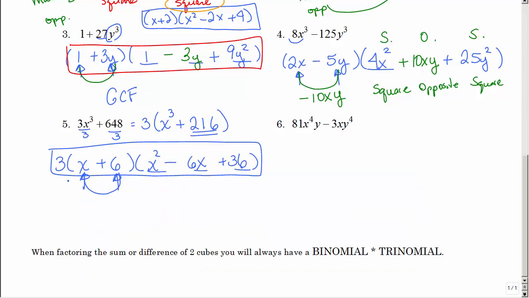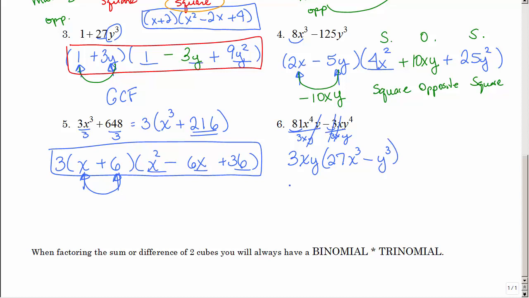Number 6, x to the 4th, not a cube. It's got to have a GCF. 81 and 3 are both divisible by 3. They both have an x, they both have a y. So if I divide each of those by 3xy, what does that leave me? Well, 3 goes into 81 27 times. The x's would reduce, the y's divide out, and then that would leave me y cubed.